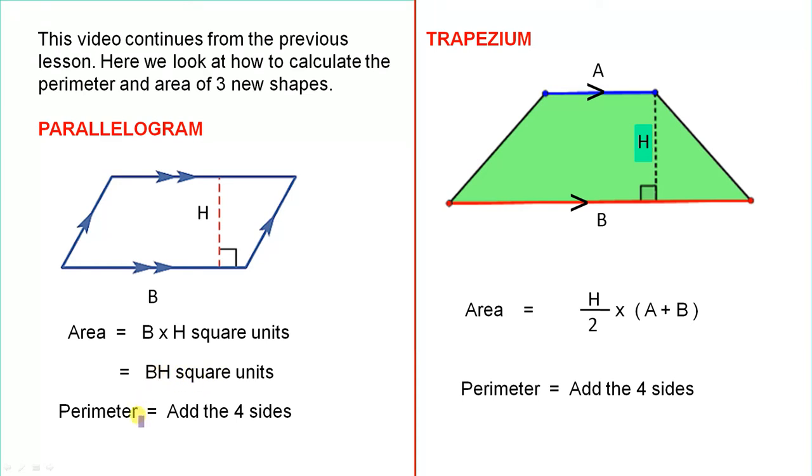And in the same manner as the rectangle, to find the perimeter, just add the four sides. That's if you're given the measurements of the four sides, just add them up and that gives you the perimeter.